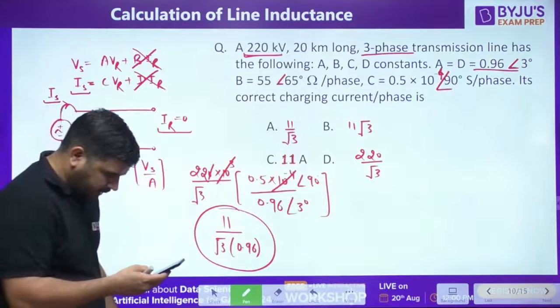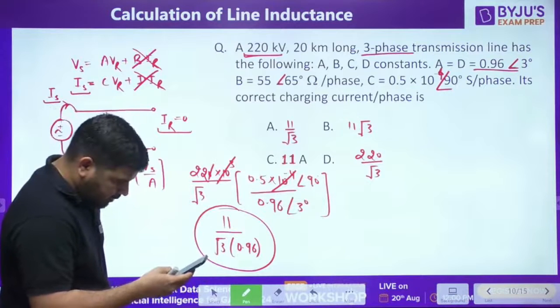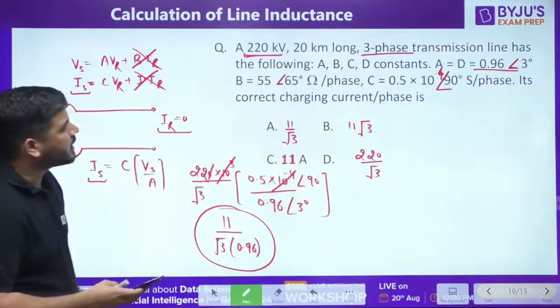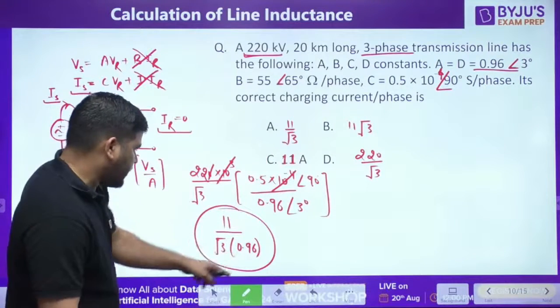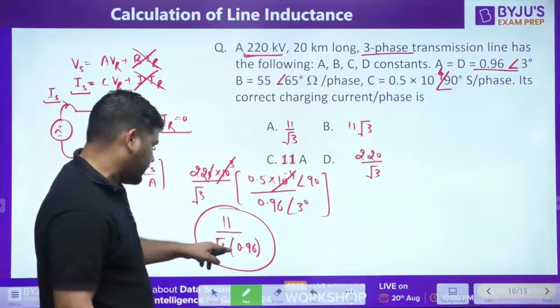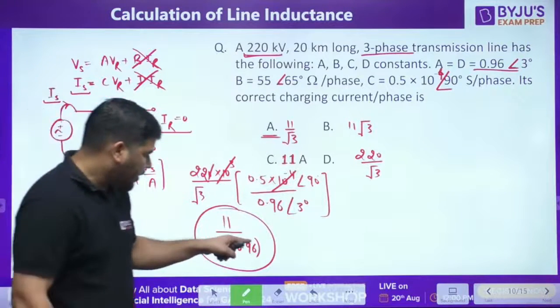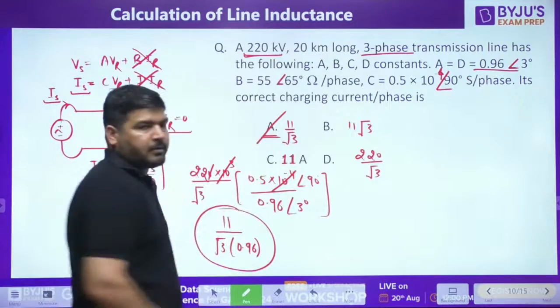I think everything is fine. 0.5 into 10 to the power minus 4. That's also correct. Angle 90. 0.96 angle 3 degree. Okay, guys, everything is fine. So this value is nearly equal to this answer, because the exact answer is not coming, because this is nearly equal to 1. Okay, so answer is Agra.